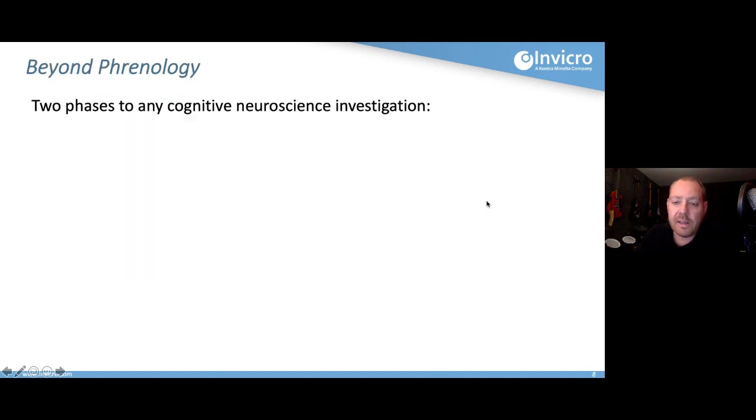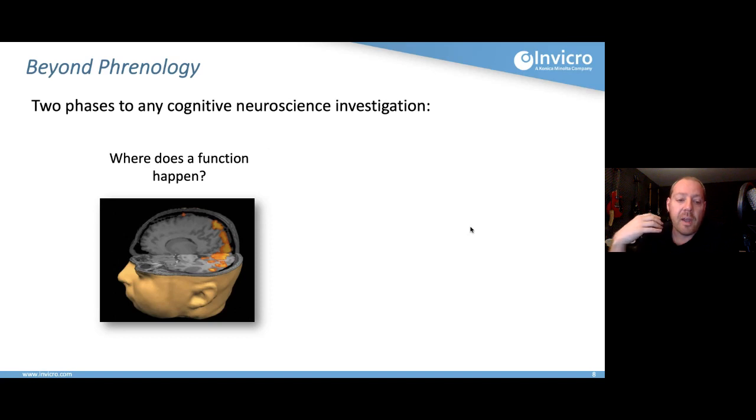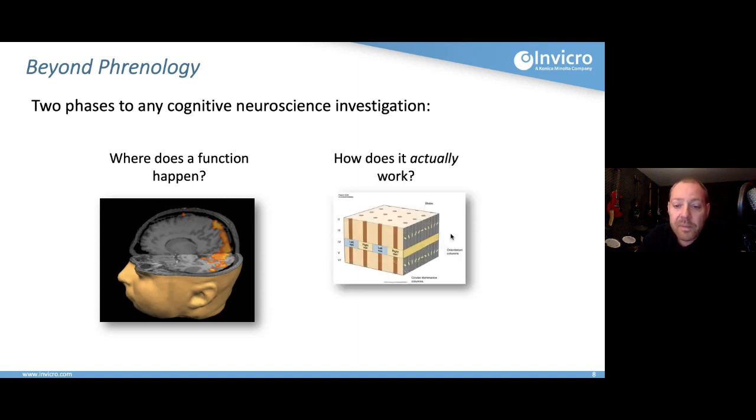But for me, there are always two phases to cognitive neuroscience investigations, an easy one and a hard one. So the easy one is, okay, well, where does a function happen? And we can localize that fairly well these days with fMRI and other techniques, and that does tell you something useful. But the more interesting step is, okay, how does it actually work?